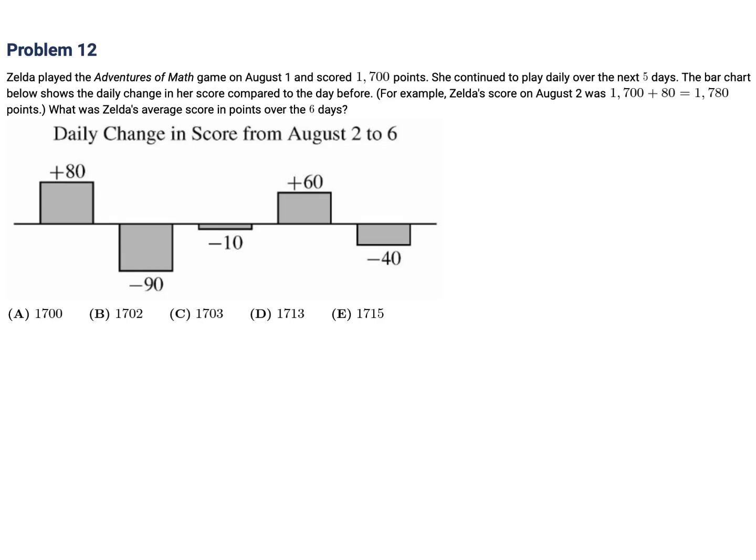Zelda played the Adventures of Math game on August 1st and scored 1,700 points. She continued to play daily over the next 5 days. The bar chart below shows the daily change in her score compared to the day before. What was Zelda's average score in points over the 6 days? So the first day, plus 80 from this number. So 80 plus 1,700.